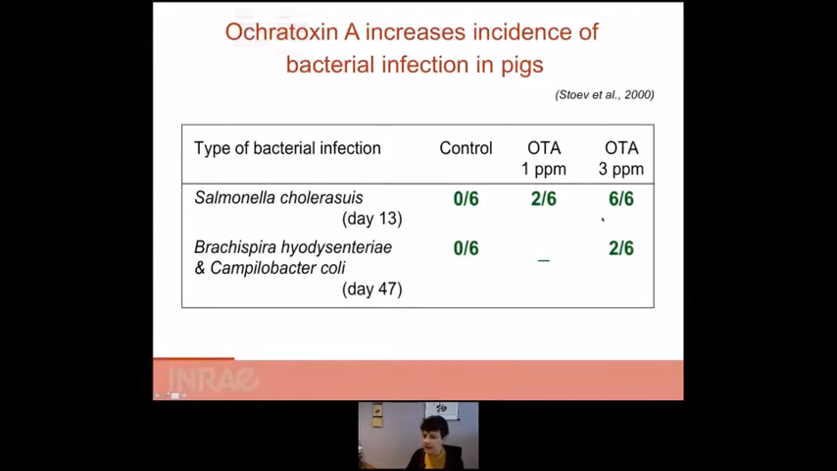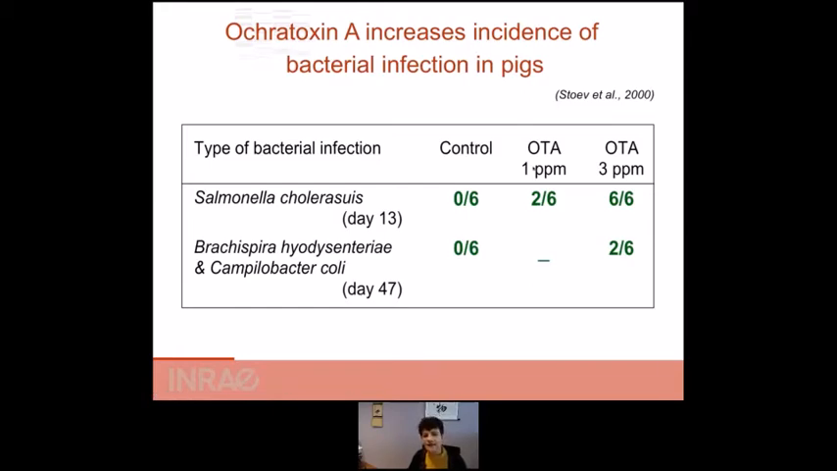So here it really indicates that the sanitary status of the farm was not very good because there was Salmonella around, but the animals receiving the control feed didn't develop an infection. Their immune system was strong enough that they could fight against the infection. But when they received a mycotoxin, they could not fight, and then they developed an infection.